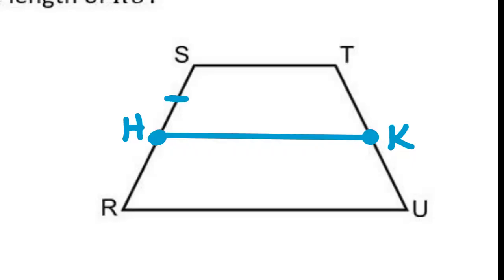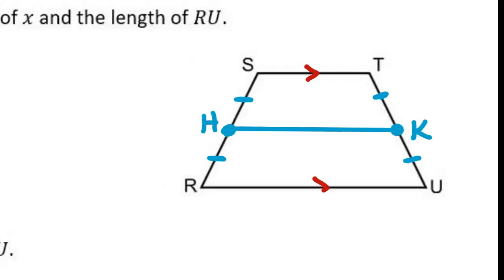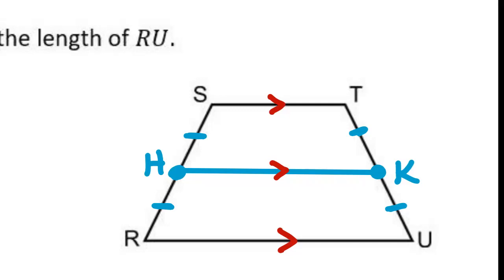If that's the mid-segment, then SH and HR are congruent. TK and KU are congruent. But what do we know about these two legs? What do we know about SR and TU? They're congruent. So that means that TK is the same size as SH and HR, and KU is the same size as TK, SH, and HR. Are the bases congruent? The bases are not congruent. The bases are parallel, though. Bases are parallel, and the mid-segment is parallel.